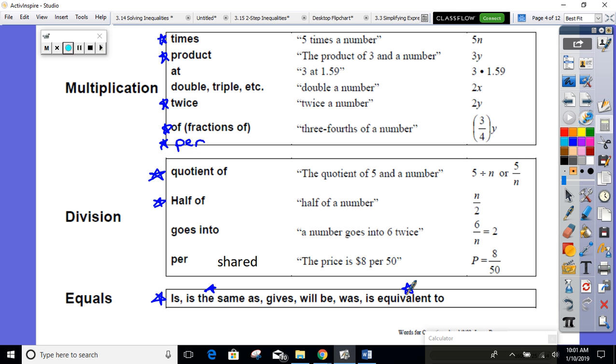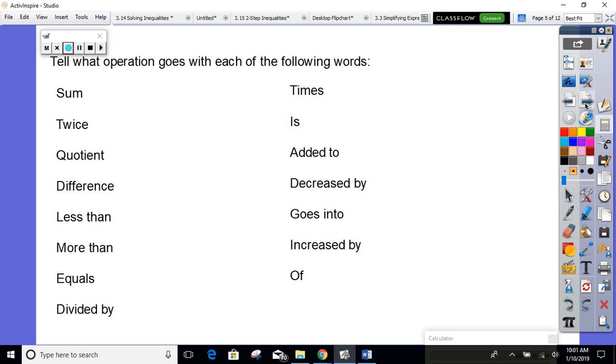Okay, keep this handy. It's on the next page. I'm going to ask you to tell me which operation goes with each of the following words. So you're going to read each of these words. For example, sum. Jenna, what operation do you use to find a sum? Addition. So you'll just put an addition sign beside the word sum. So you're going to go through all these words, look at your sheet if you need to, and then we'll go over this in just a minute.